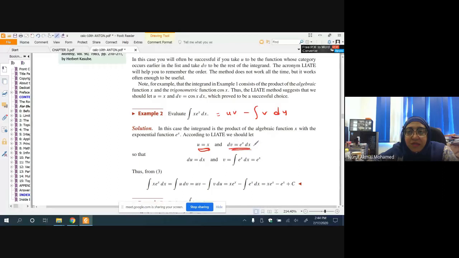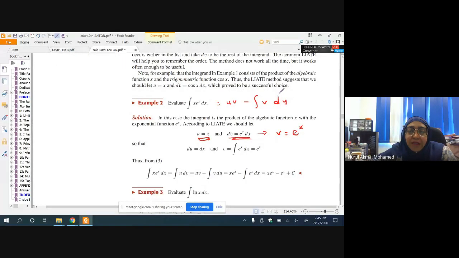Your dv is this one. But if you integrate e^x, you will get itself. So v is equal to e^x. Okay, so this is your v. Here you have x. Your v is e^x, so integration of v is integration of e^x, and du is dx. So it gives you a much easier integration compared to the original one.